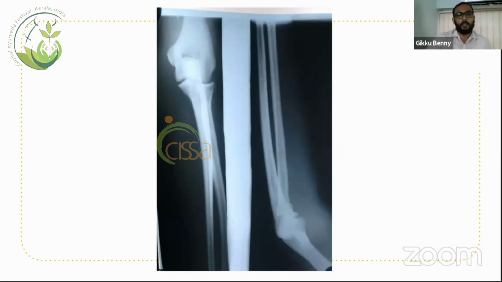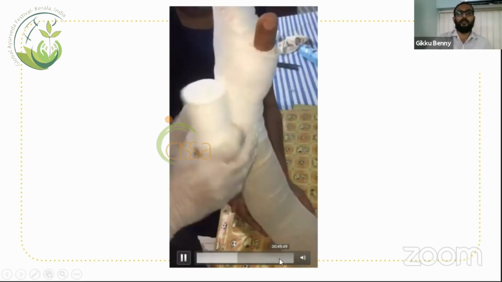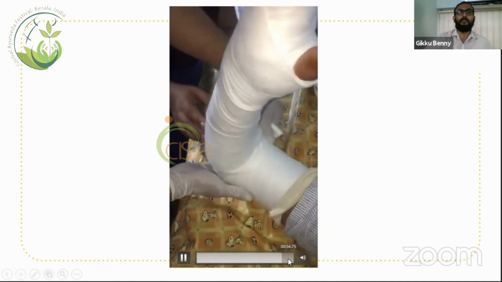After reduction, a check X-ray should be taken, and 3 weeks immobilization, that means posterior cast immobilization, should be done from above the elbow up to the metacarpophalangeal joint. And then it should be kept for a period of 3 weeks.